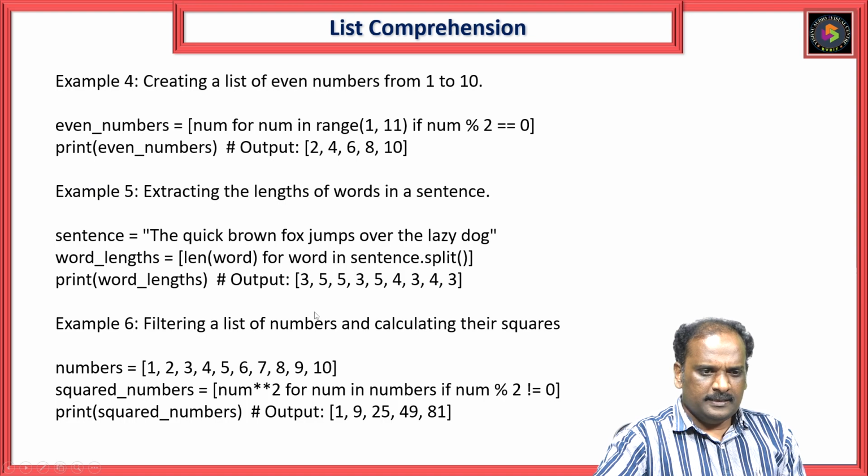Now, the next example is extracting the lengths of the words in a sentence. So here, what is the sentence? The sentence is: the quick brown fox jumps over a lazy dog. So here word lengths equal to the length of each word, where the word is, for word in sentence dot split.